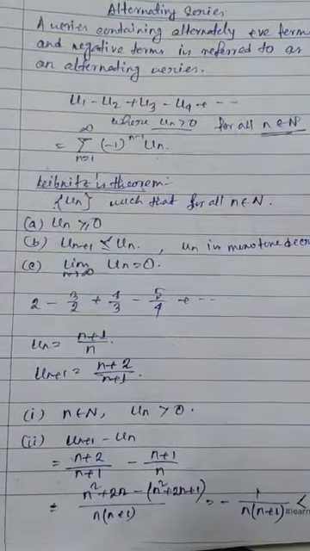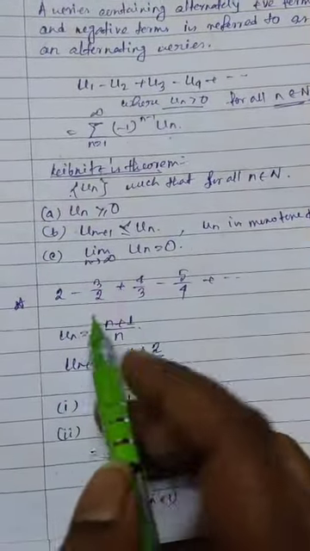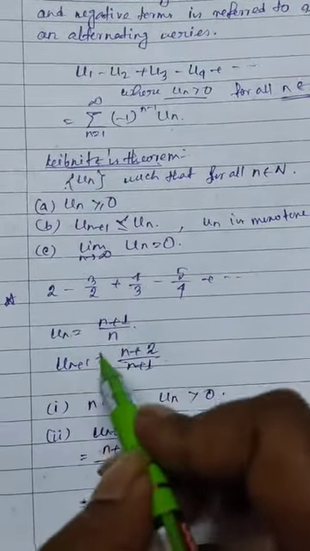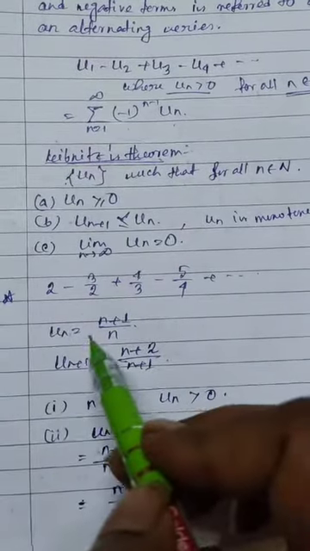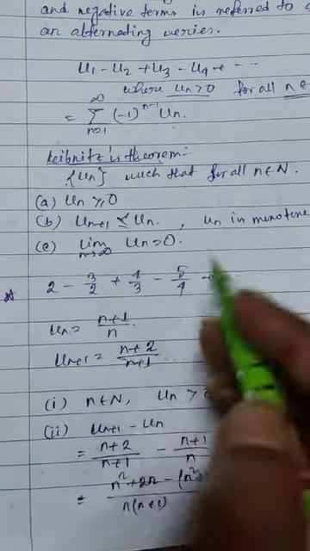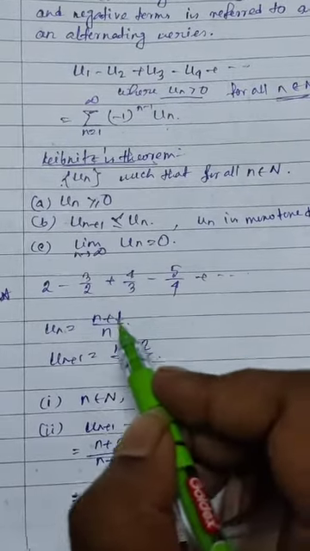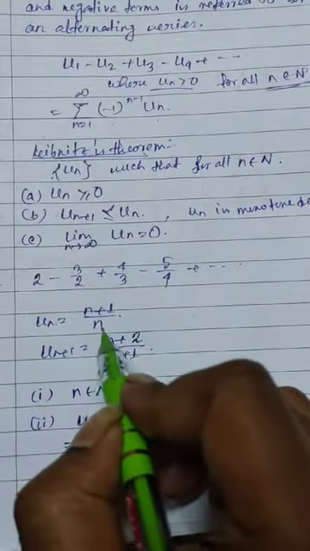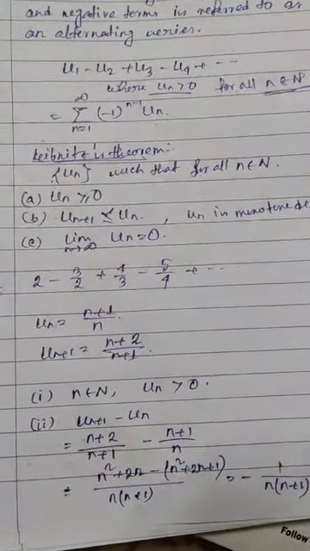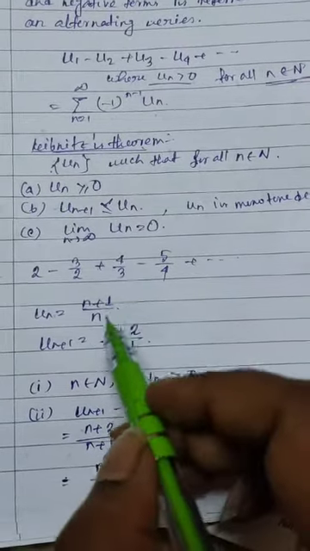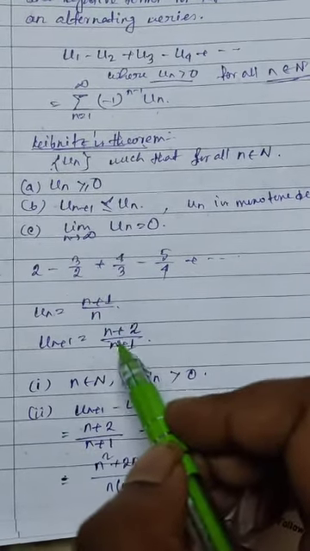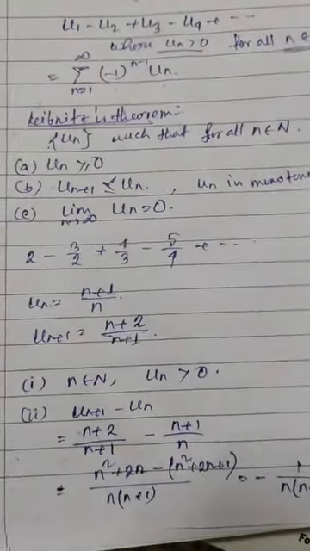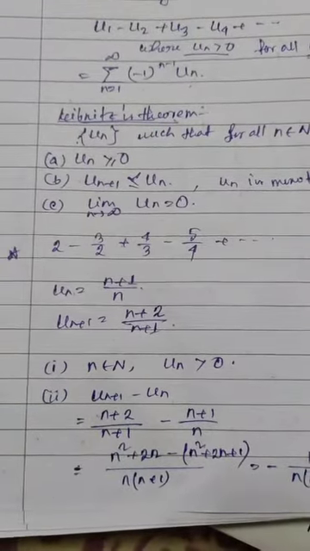And see here, we can construct the sequence un from here, that is (n+1)/n. If we put n equal to 1, we get the first term 2. If we put n equal to 2, we get the second term 3/2. And if we put n equal to 3, then we get 4/3 and so on. So this is the sequence un equal to (n+1)/n. And what is now u(n+1)? We replace n by n+1, and so we get (n+2)/(n+1). So now let us check whether the three conditions are satisfied or not.